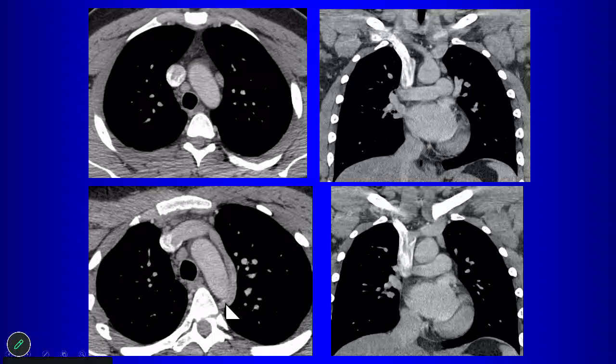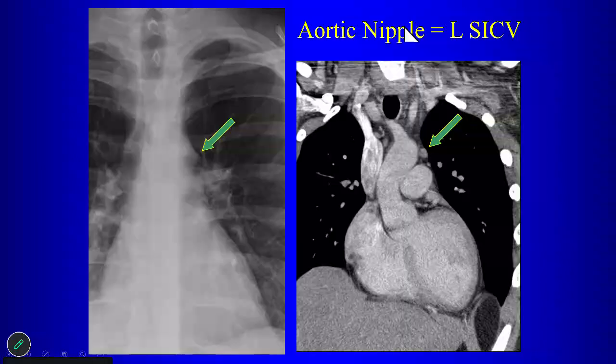What is this vessel back here? Where does it come from? What? You're close, the accessory hemiazygos. Okay, so it goes from there to the left brachiocephalic vein. So that is the aortic nipple, the left superior intercostal vein.